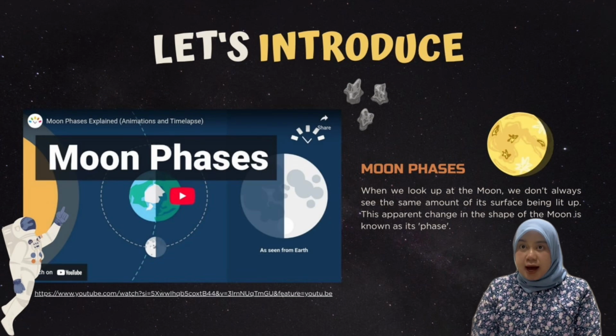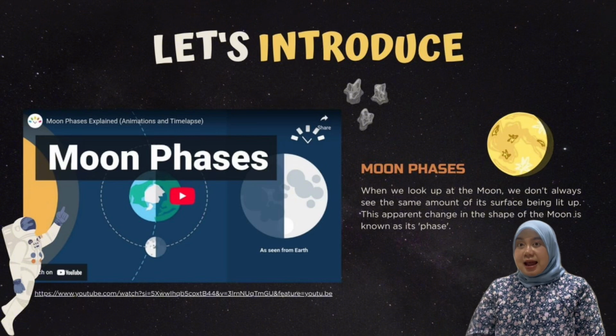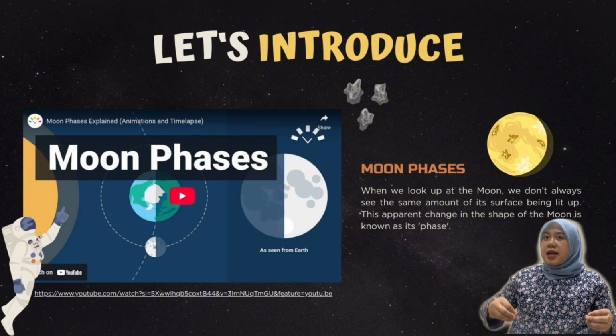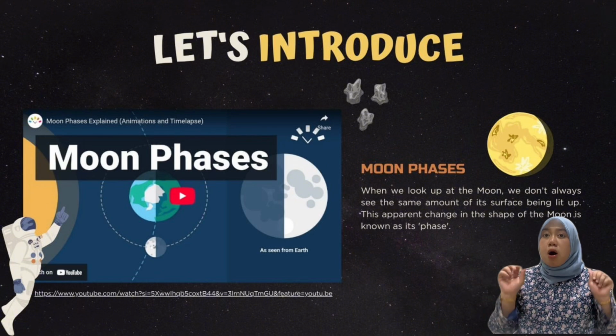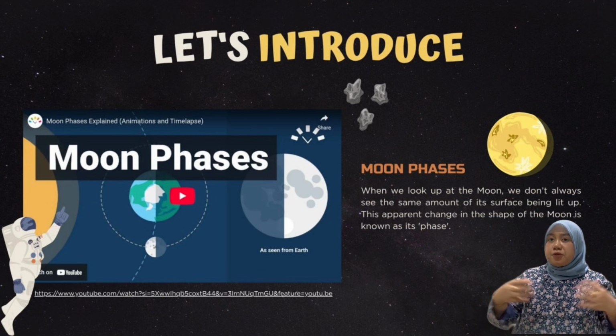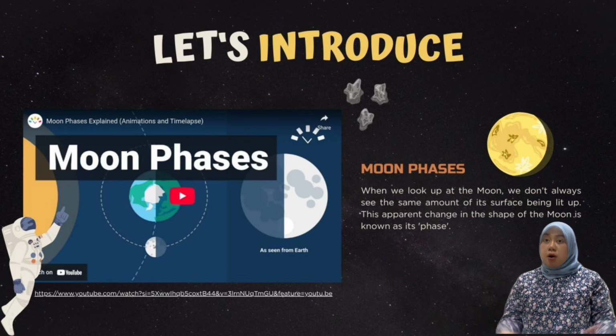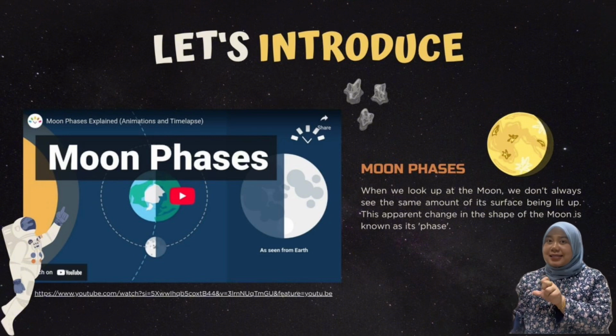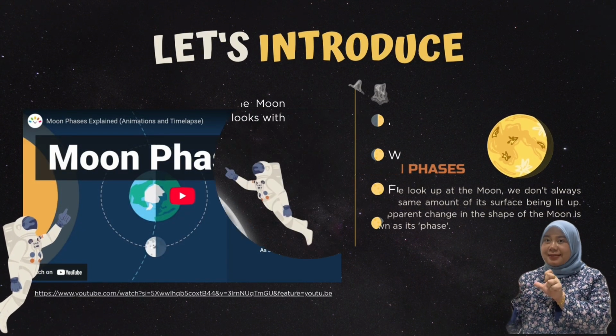Today I want to share with you about the moon phases. Let's introduce moon phases. When we look up at the moon, we don't always see the same amount of its surface being lit up. This apparent change in the shape of the moon is known as its phases. You can refer to the video link on the site to see the video in more detail.